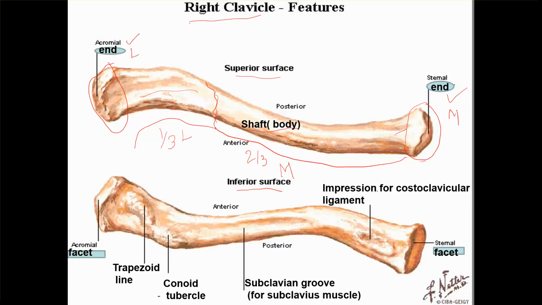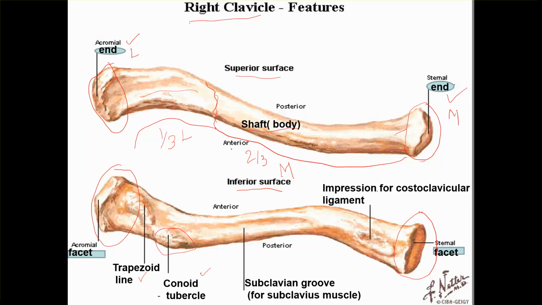Coming to the inferior surface, again look for the medial side, which is the sternal end, and the lateral side, which is the acromial end. Now close to the lateral side, we have the trapezoid line, and look for the conoid tubercle.